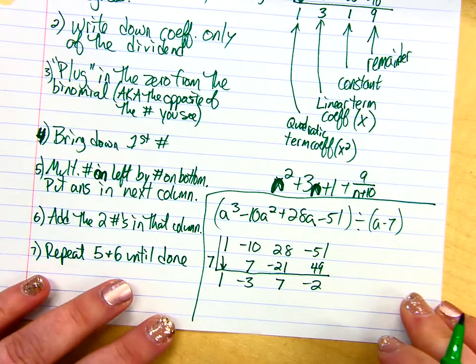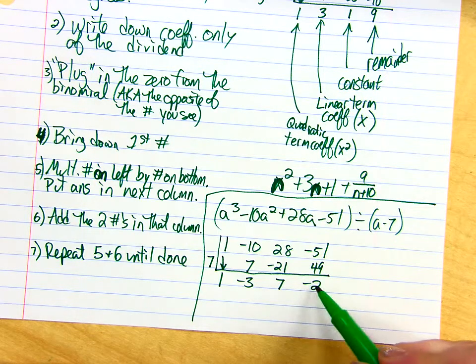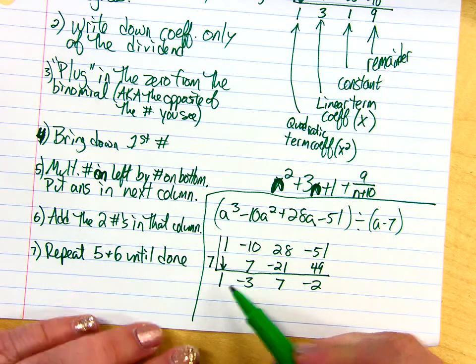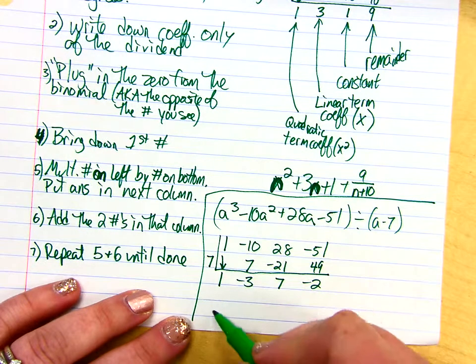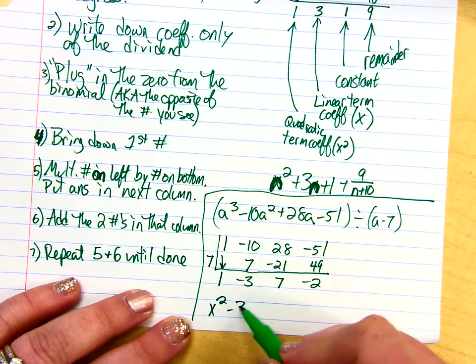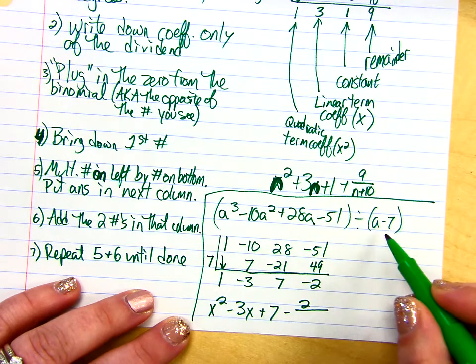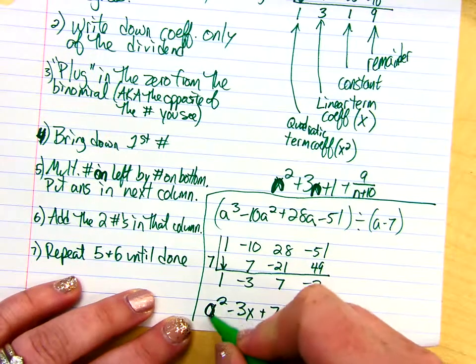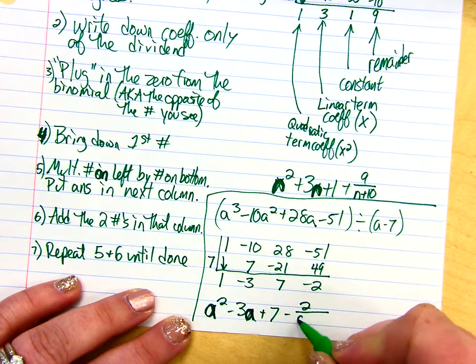So now I have these seemingly random numbers at the bottom, but I remember, oh yeah, they're just the remainder and then the coefficients of each term. So the right way to write my final answer would be a squared minus 3a plus 7 minus 2 over a minus 7. They're a's, gosh, sorry, I always do that.